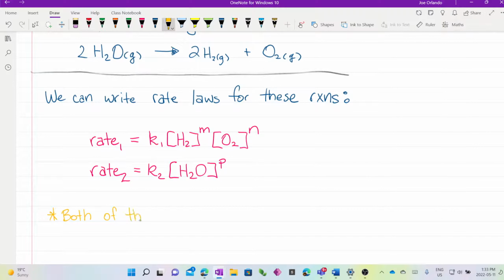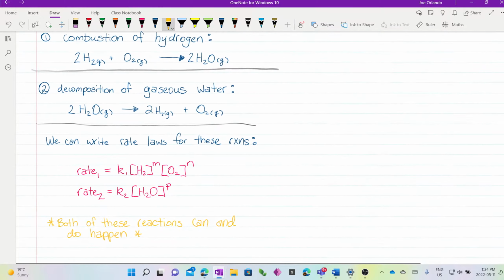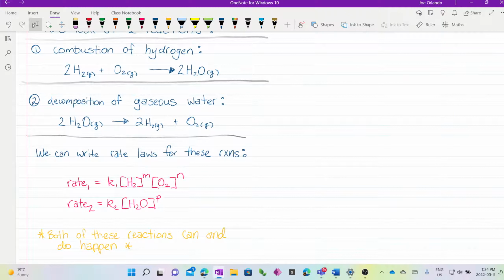Both of these reactions are real, since this is a competition, just for fast battles and buttons. Both of these reactions are real reactions, and they can and do happen. So, that means that if you have a high temperature vessel, and you've got some hydrogen and oxygen there, it's going to combust, and it's going to form water. But some of that water will also want to decompose and turn back into these.